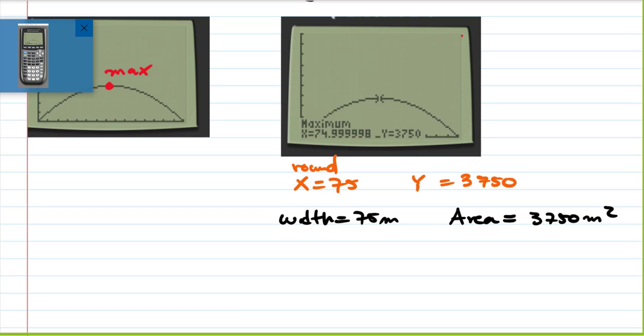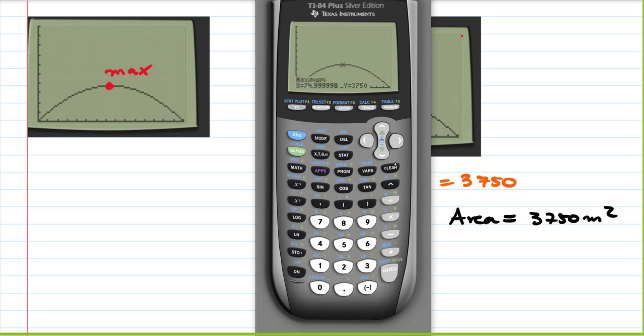Yeah, so let's recap how we would do that on the calculator again. So we're going to go into our calculate menu. So we go second and trace. And that gives us our calculate menu, and we're looking for the maximum. So we go down to choice number 4. And then we have to answer the 3 questions: left bound, right bound, and guess.